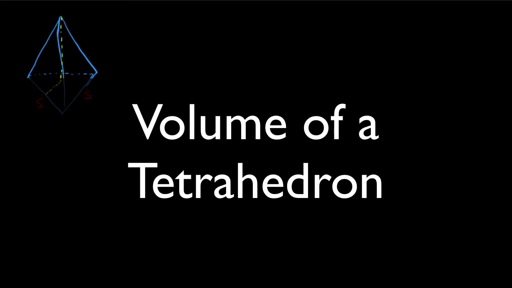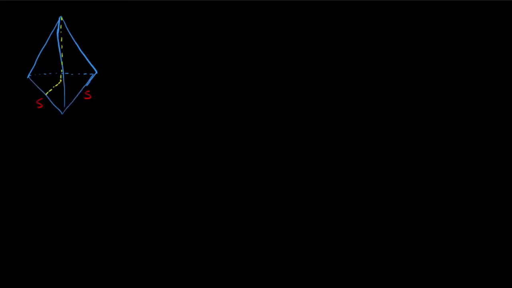Okay, so our task is to derive the formula for the volume of this tetrahedron. And so we're assuming that each one of these faces is an equilateral triangle of length S. And so let's take a look at a cross section here.